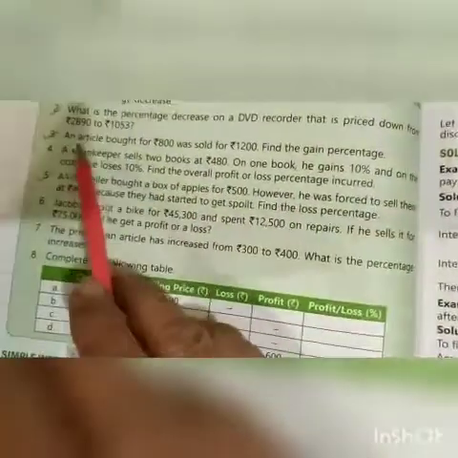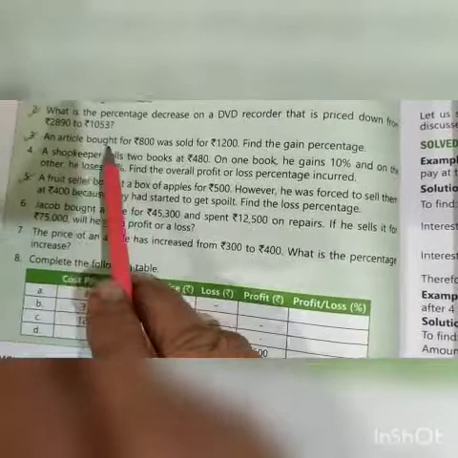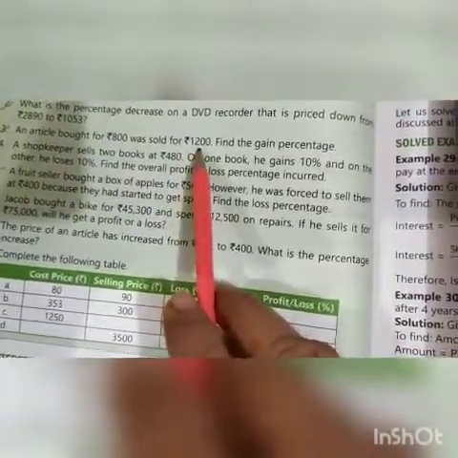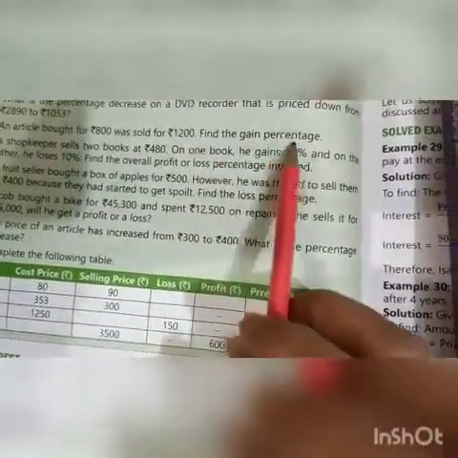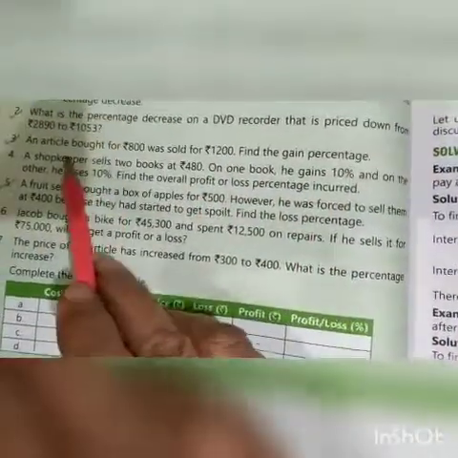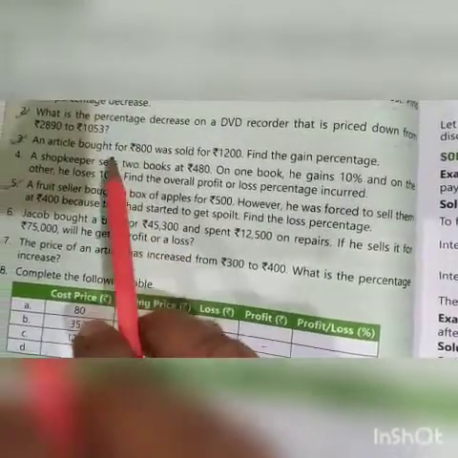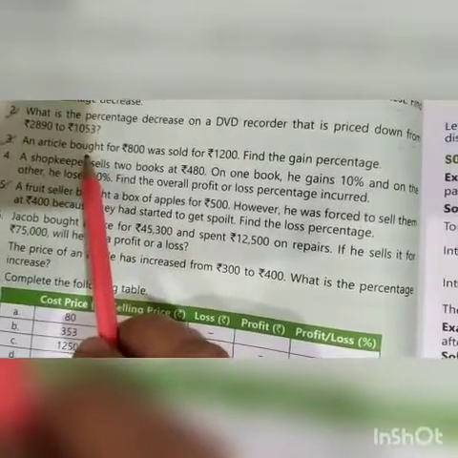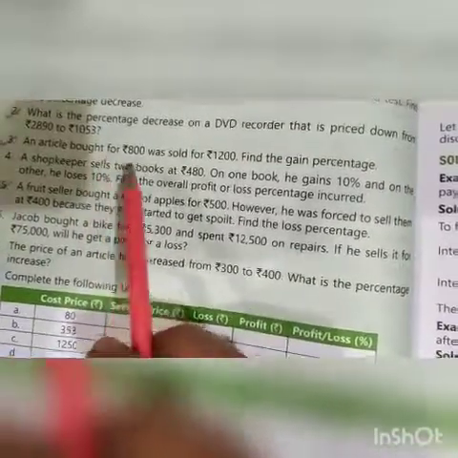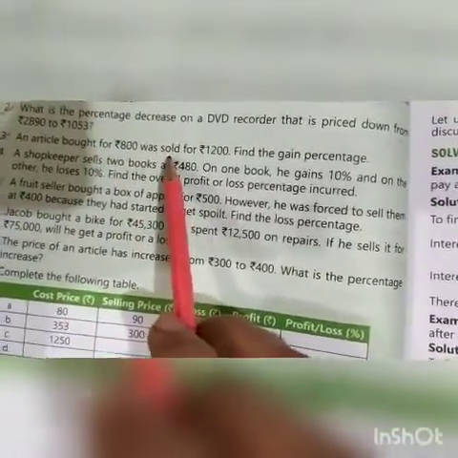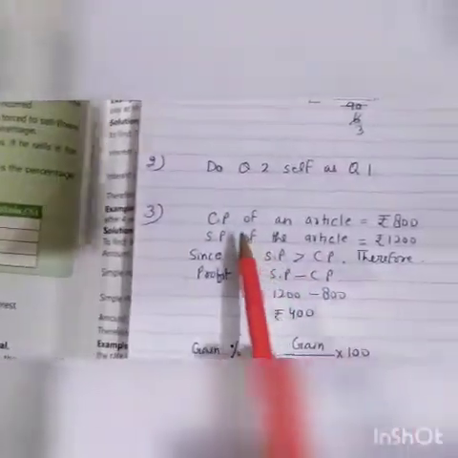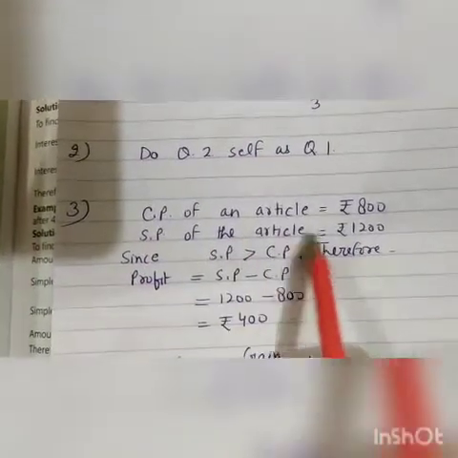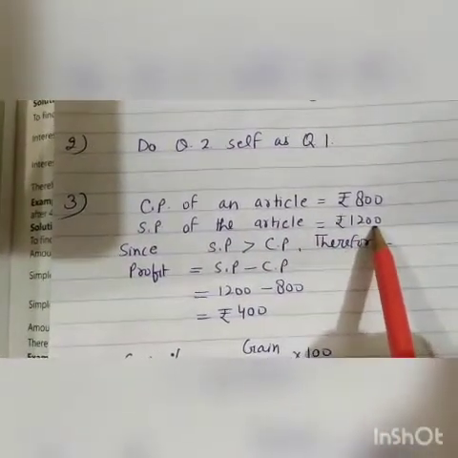Question number 3 is, an article bought for rupees 800 was sold for rupees 1,200. Find the gain percentage. An article bought for 800. Just now I told you the price at which any item is bought is known as cost price and the price at which an item is sold is known as selling price. So here the cost price of the article is given, 800 rupees. Selling price of the article is 1,200 rupees.